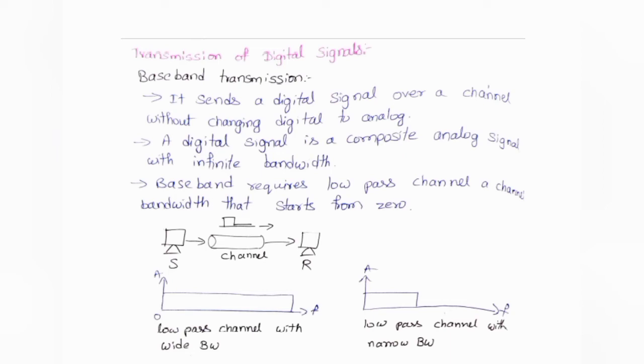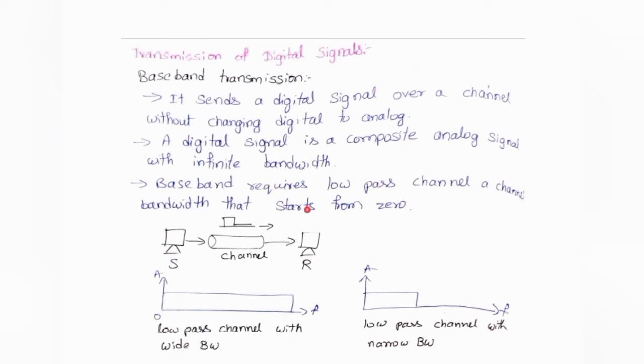Normally the data is stored in the format of bits in the system, so instead of converting, we are directly transmitting it through the transmission medium in the format of digital signals. A digital signal is a composite analog signal with infinite bandwidth. We know that bandwidth is the difference between the highest and the least frequency. If it is finite you can perform that difference, but here it is an infinite bandwidth.